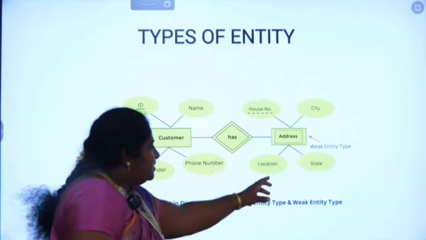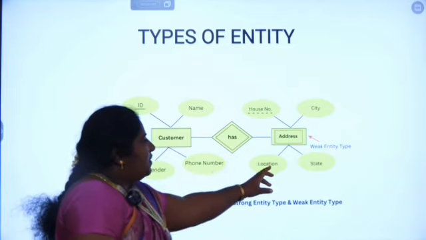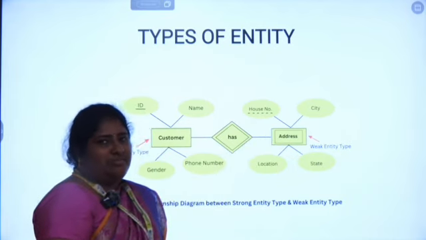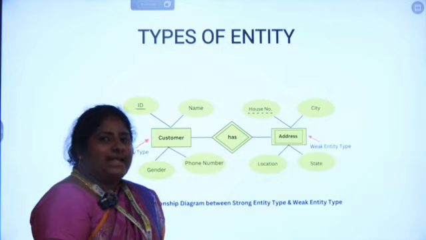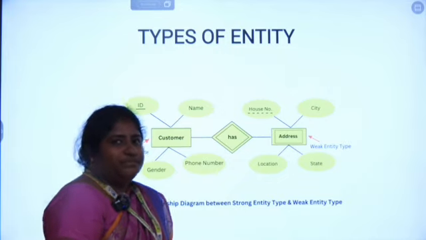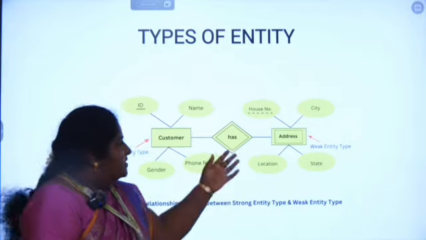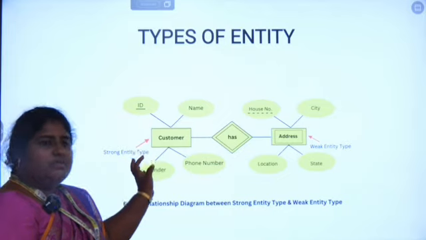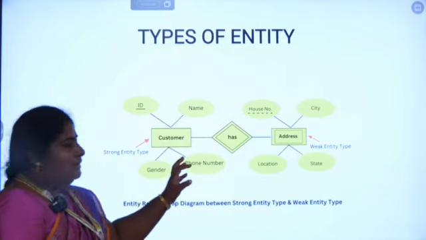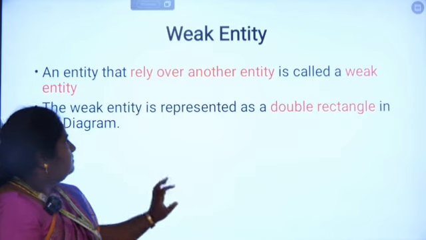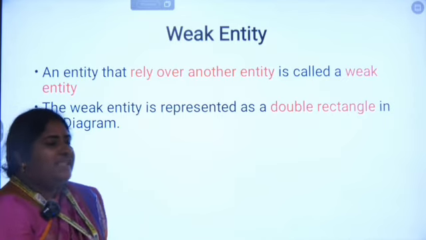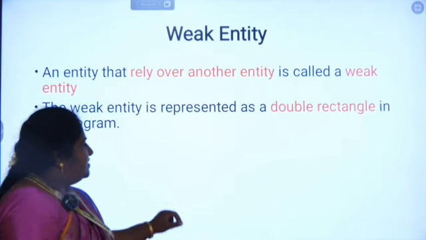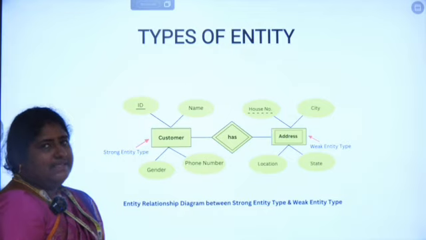The other one is called a weak entity, which is address. For an address, the house number cannot be taken as a primary key because it doesn't contain identical values. It will have similar values when we go for the house number. So this is the differentiation between a strong entity and a weak entity. A weak entity will always be represented by a double rectangle and a strong entity will always be represented by a single rectangle.